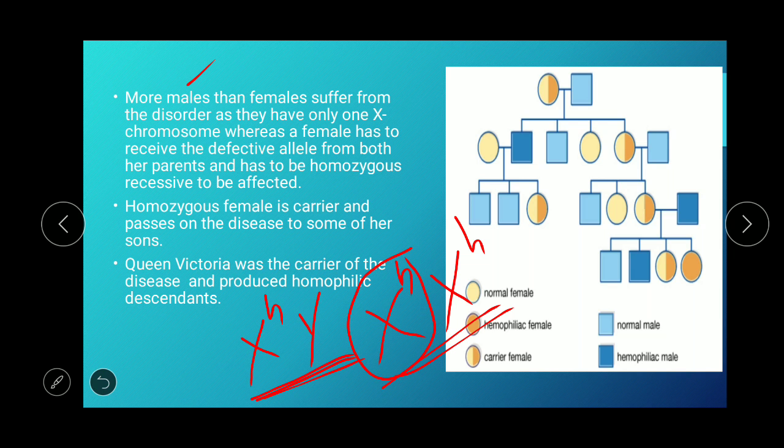That's why the chances of a female being hemophilic are very low. The heterozygous female will be a carrier, that means XH and X. This heterozygous female passes on the disease to some of her sons. Queen Victoria was a carrier of the disease. So this is a historical aspect.